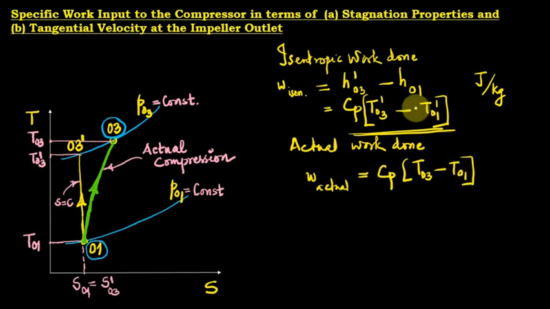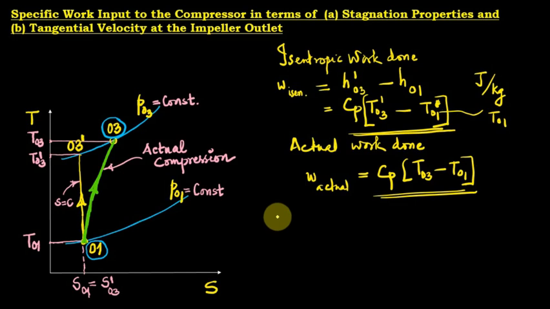And here I committed a mistake. It is T03 dash minus T01; there is no 1 dash. It is Cp into T03 dash minus T01, I am sorry. So this one is T01. Cp into T03 dash minus T01 is W isentropic, and W actual is Cp into T03 minus T01. The common temperature in both the expressions is T01, the stagnation temperature at compressor inlet, or impeller inlet.